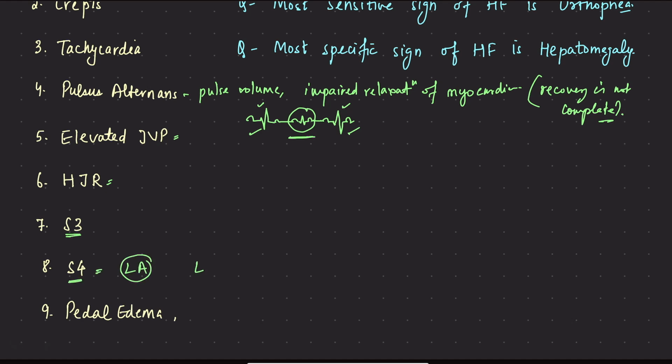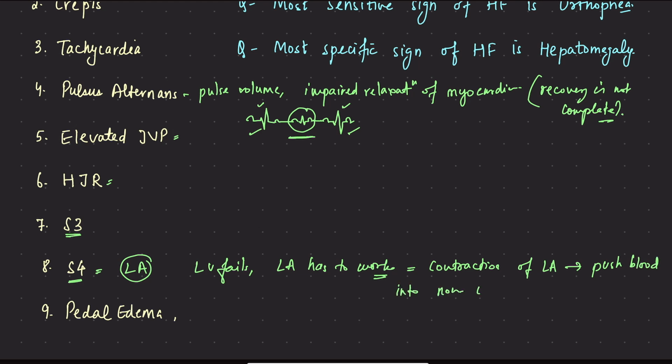When the left ventricle fails and the left atrium has to work, right? Contraction of the left atrium will push blood into the non-compliant left ventricle, and it will produce S4. S4 is, remember, always pathological, and it is found in heart failure.